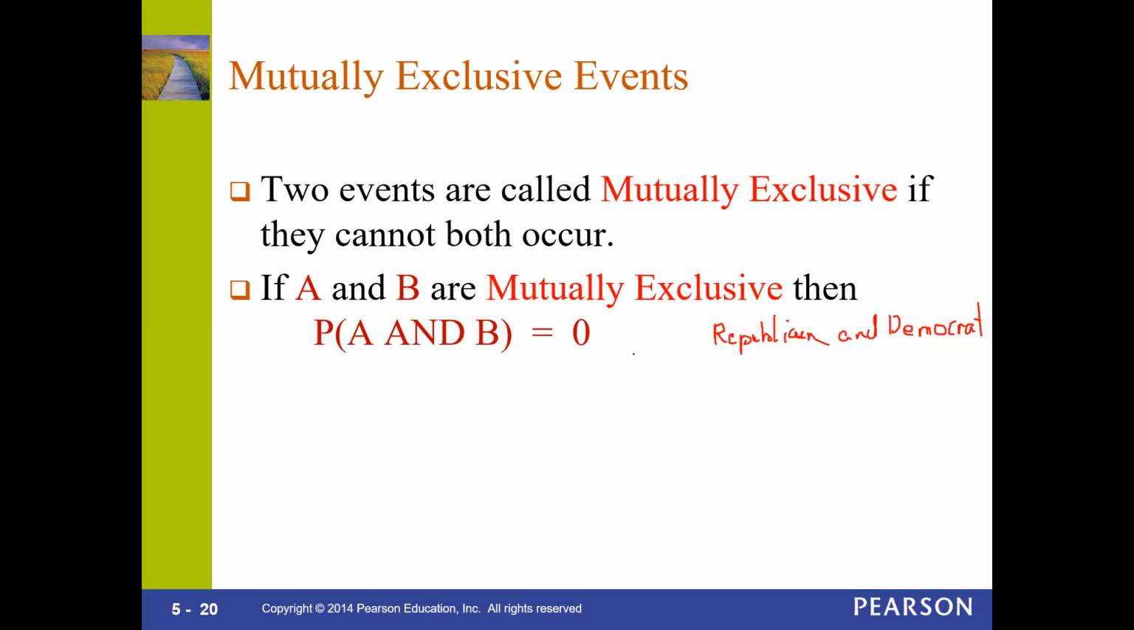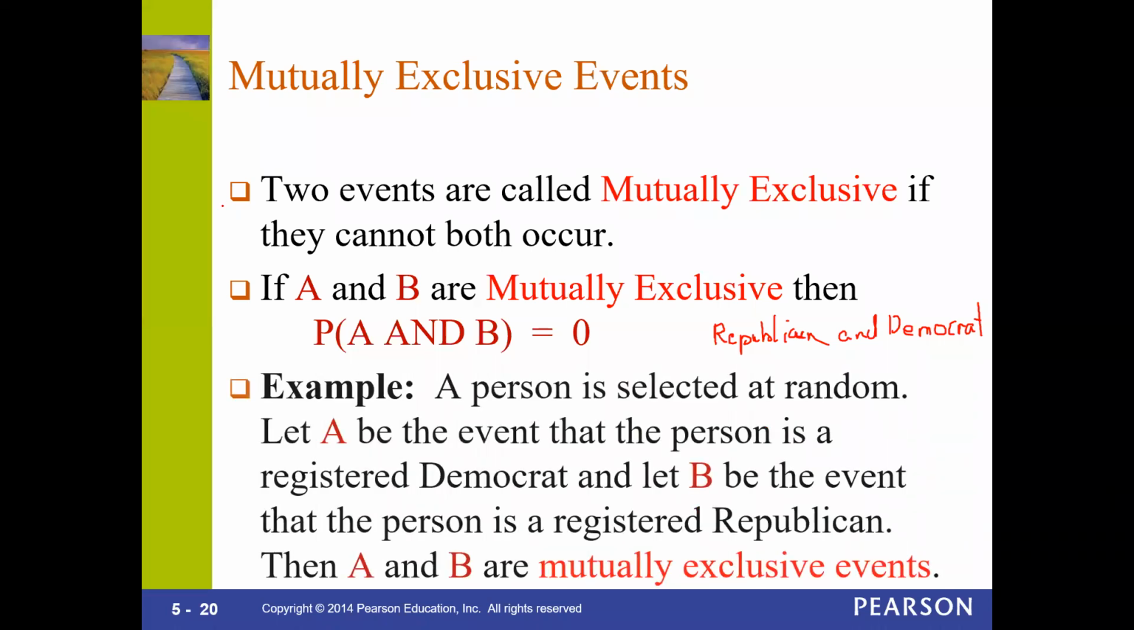Okay, you can't have somebody that is both Republican and Democrat at the same time. That's why I say right here in this example that a person is selected. You see, a person, not two persons. A person is selected at random. Okay, let A be the event that the person is a registered Democrat, and let B be the event that the person is a registered Republican.